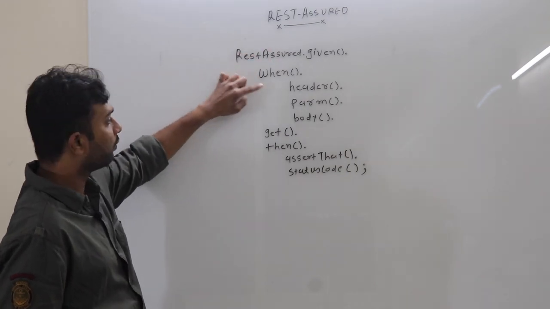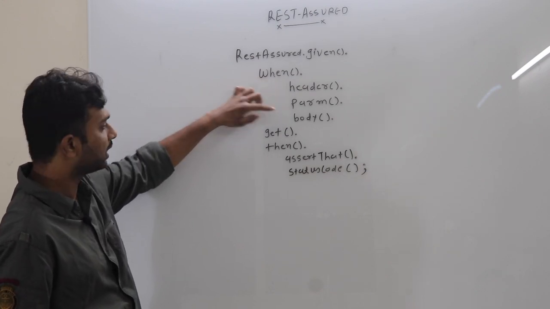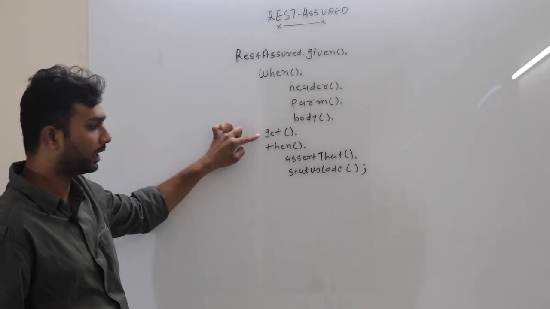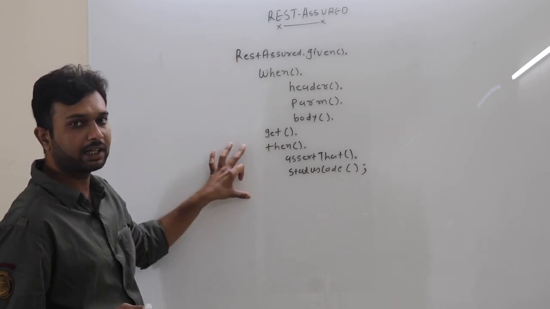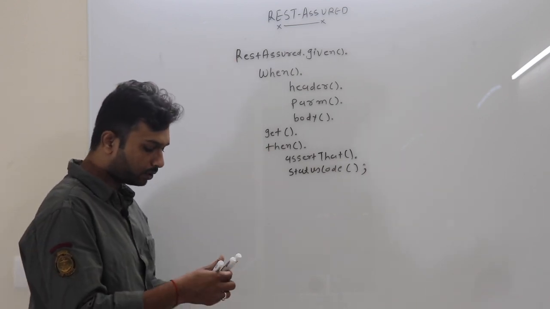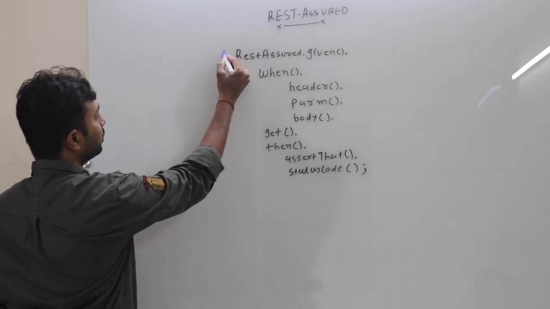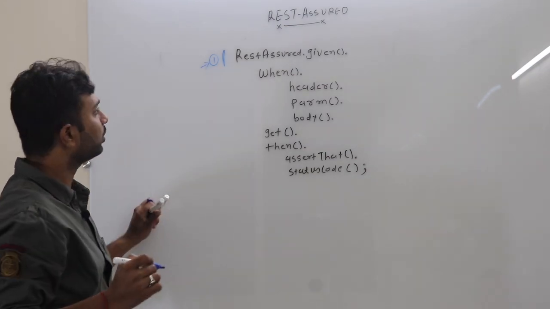Then when, where we are passing headers, params, body. Then whatever API we are hitting, let's say a get request, then we have to write get, otherwise post, and then. So we are cracking this whole part. Here our first part is RestAssured.given. So what are we doing here in RestAssured.given?